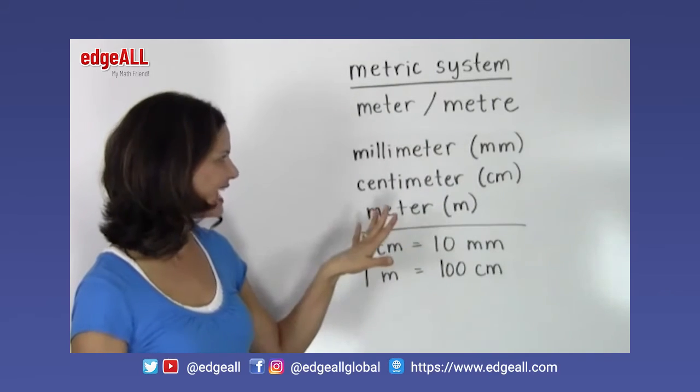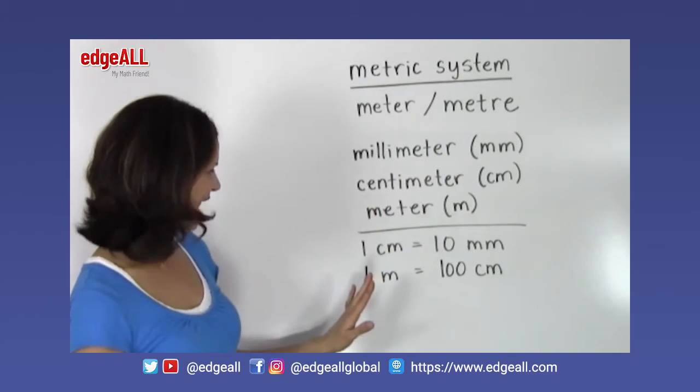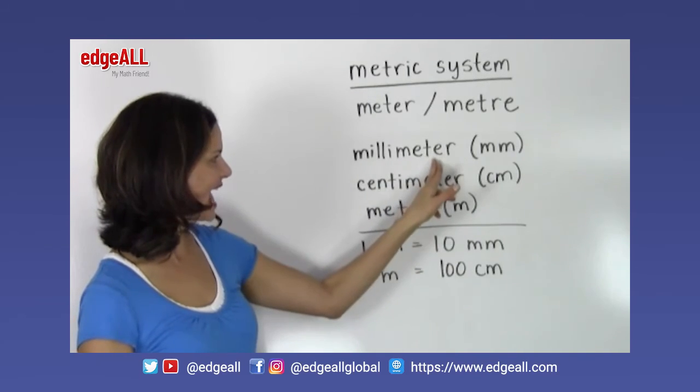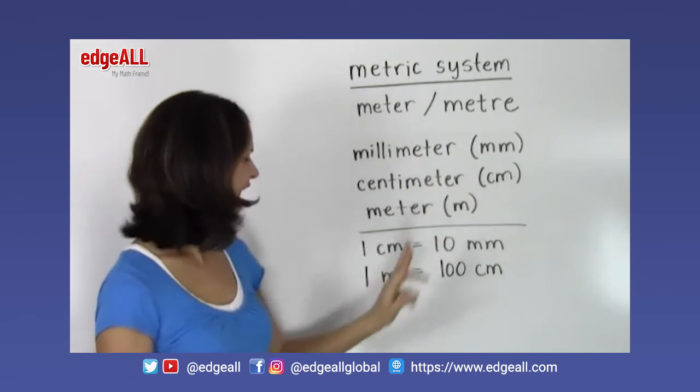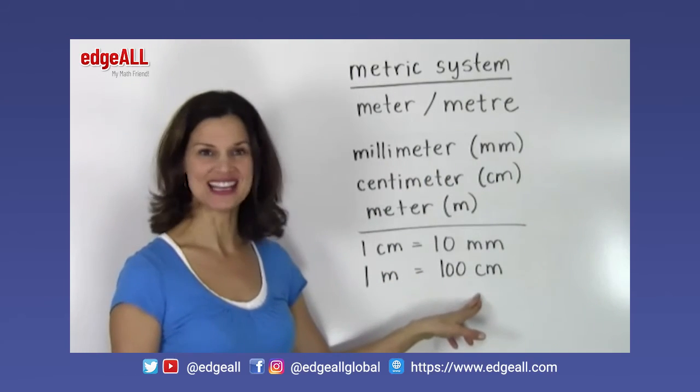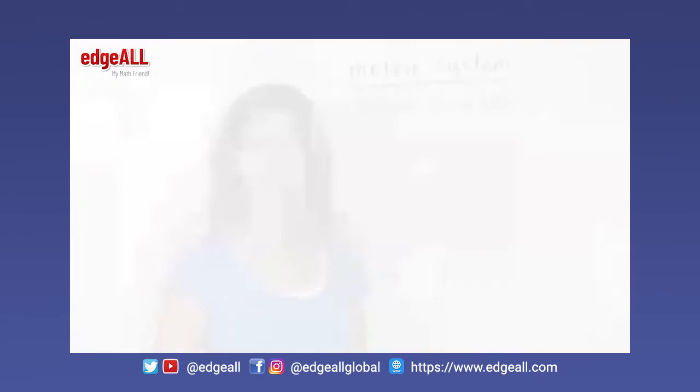Each of these are related to one another in the following way. 1 centimeter is equal to 10 millimeters, and 1 meter is equal to 100 centimeters.